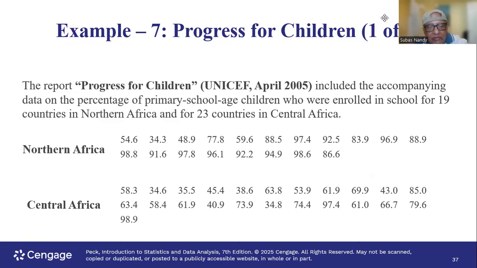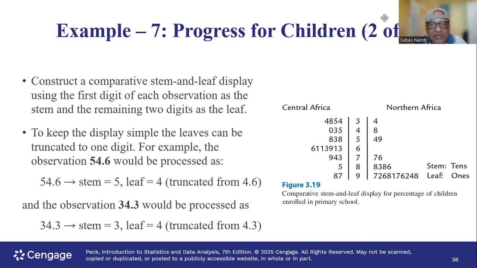Similarly, if you look in Central Africa, the lowest, I believe, let's take a quick look, is 34.6. A stem of 3, leaf of 4, a 3 low, because it is 34. So we can have the stems in the center, with the leaves for one set of data on the left. Remember, the stem is in the center, the leaves for one set of data are on the left, and for the second set of data, the leaves are on the right, as you will see.